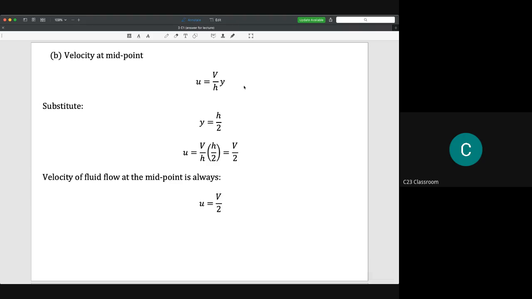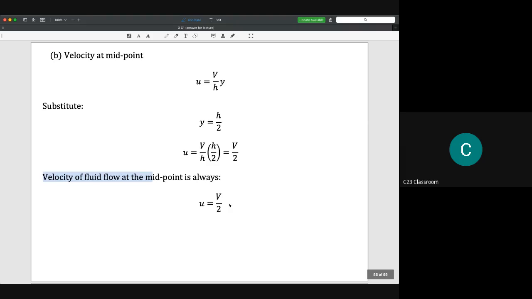Then we need to calculate the velocity at the midpoint. So u equals V over H times y. We have y equal H over 2, and then u equals V over H times H over 2, and we get the velocity is V over 2. So we can see that the velocity of fluid flow at the midpoint is always u equal to V over 2.